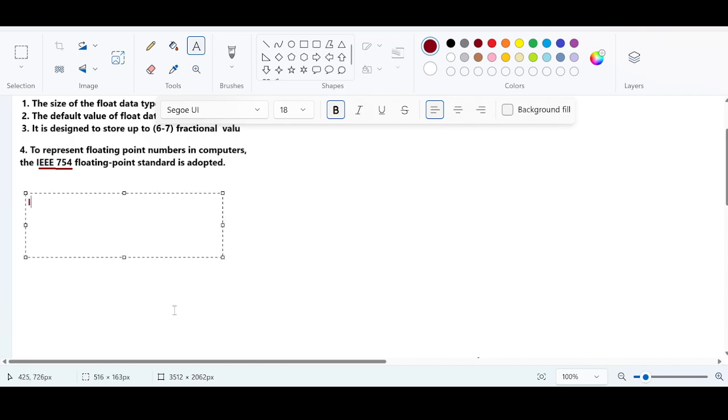The acronym for IEEE is Institute of Electrical and Electronics Engineers. And 754 is just a standard of number published by IEEE.